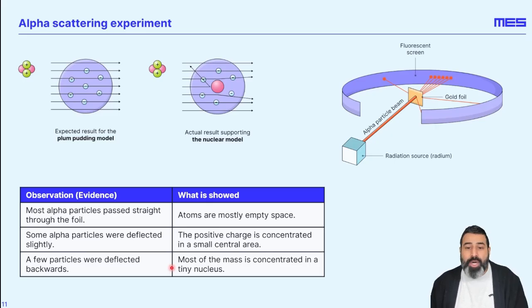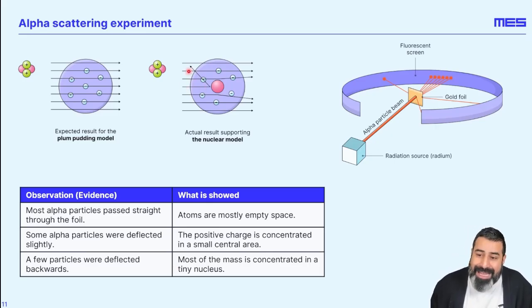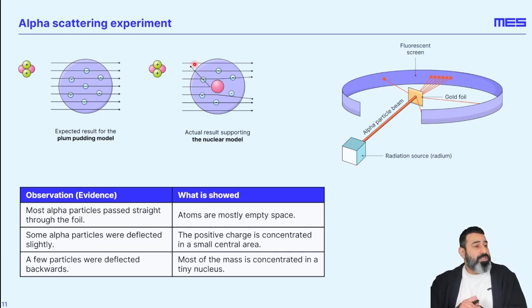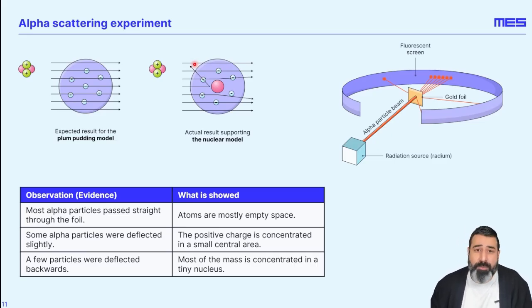So most of them go through. Most of the atom is empty space. The ones that deflect back at a huge angle show that most of the positive charge is concentrated at the center of the atom, which we call the nucleus, and most of the mass of an atom is at the nucleus as well. So, just while we're here, a quick timeline of the discovery of subatomic particles.